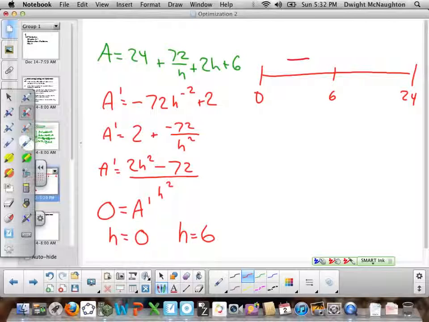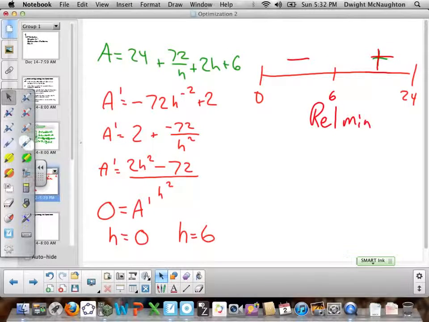Check something larger than 6. We'll check 10. 2 times 10 squared is 200 minus 72 is positive. Over positive is positive. So we can see we have negative to positive. We have a relative min at 6. So the minimum value is at 6 when h is 6.